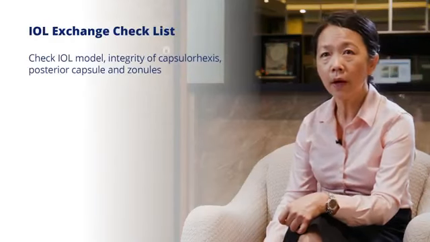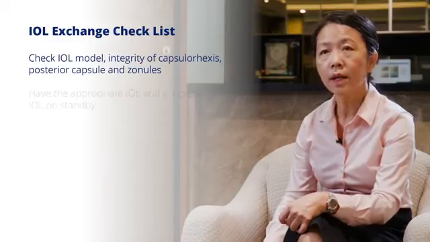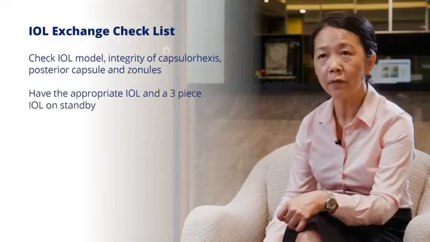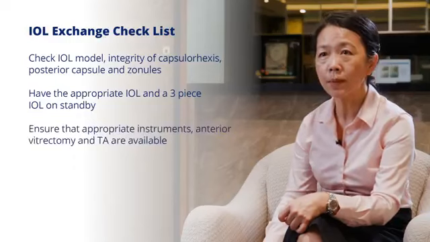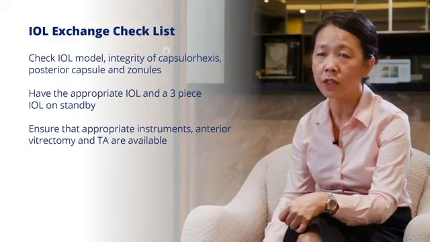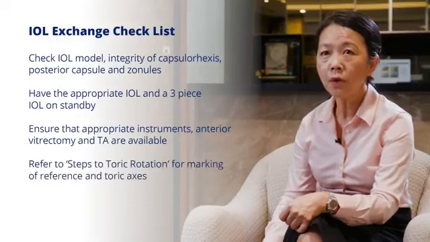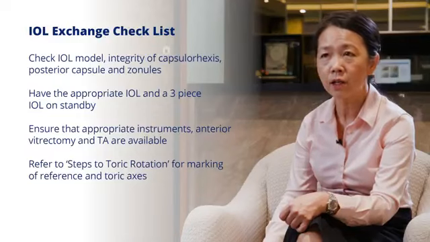Now check the IOL model, the integrity of the posterior capsule, the capsulorhexis and the zonules. Have the appropriate intraocular lens and a 3-piece intraocular lens on standby. Ensure that appropriate instruments, anterior vitrectomy and triamcinolone acetonide for staining vitreous are available. You can refer to the steps to toric rotation for marking of reference and toric axes.